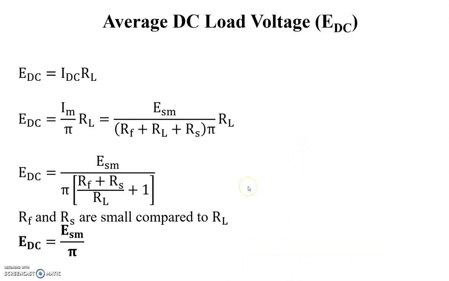The next one is the average DC load voltage. This is the product of current and resistance, so EDC is equal to Im by pi into RL. Substitute this IDC in terms of Im by pi. Then Im is nothing but ESM divided by the sum of all three resistor values. Substitute this, and here RF plus RL values are very small when compared to the other term. Simplify this, that is EDC is equal to ESM by pi.